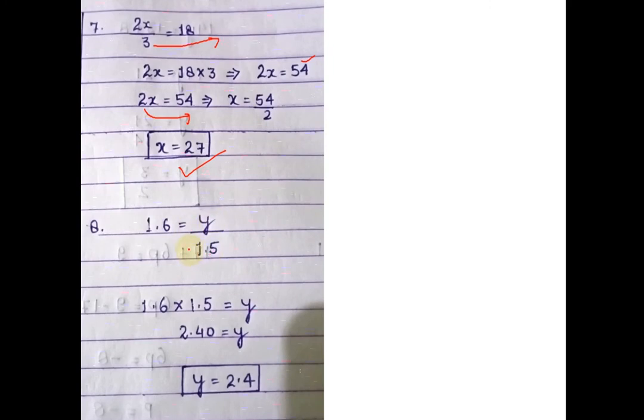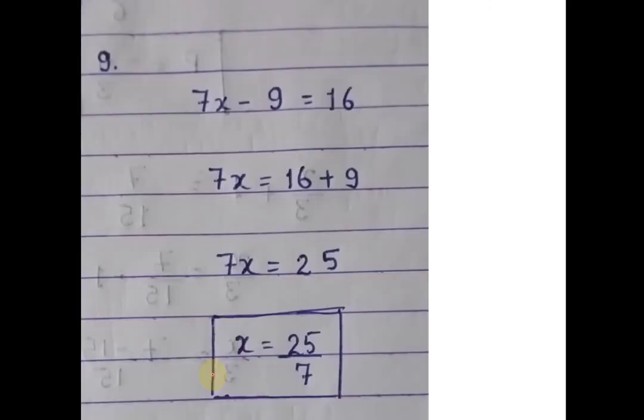So this 1.5 is in division on the right-hand side, so on the left-hand side it will be going into multiplication. So 1.6 into 1.5 is equal to y, so the multiplication of these two will give you 2.4. So what is the value of y? The value of y will be 2.4.